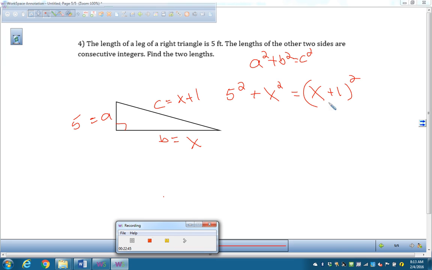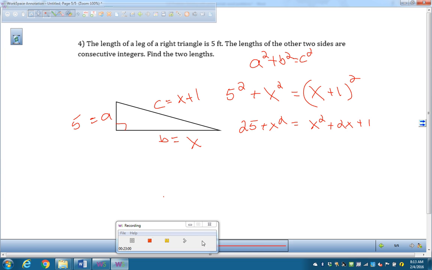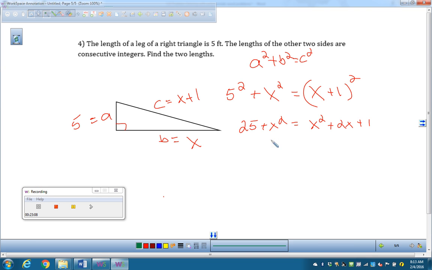Okay? What's 5 squared? 25, right? That's easy. Plus x squared. When I FOIL this, you get x squared plus 2x plus 1, right? Did any of you try to get all the x squared by itself? You should have. When you get all the x squared by themselves, look what happens. This goes away. Minus x squared, right? So that goes away from there and away from there. And I'm left with 25 equals 2x plus 1. Well, we solved these first semester. How do I solve that?